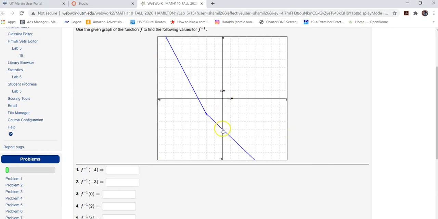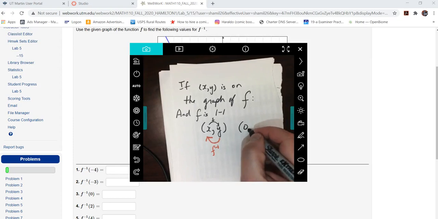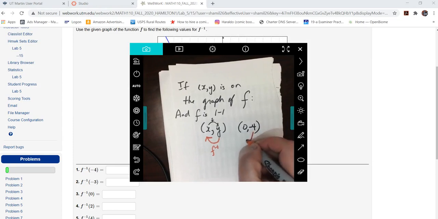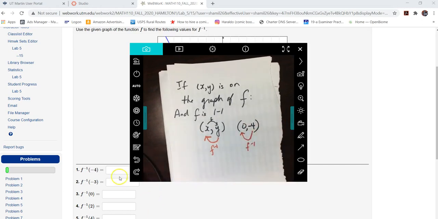1, 2, 3, -4. This is the point 0, -4. So the point 0, -4 is on the graph of f. And so what f inverse does is it maps the y into the x. If that point is on f, f inverse will map -4 into 0.